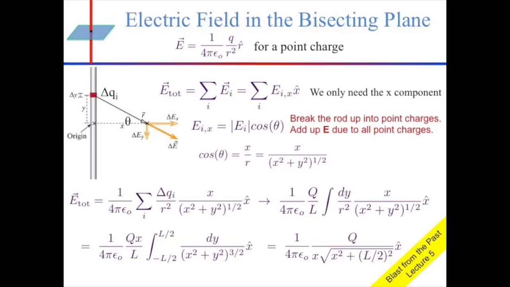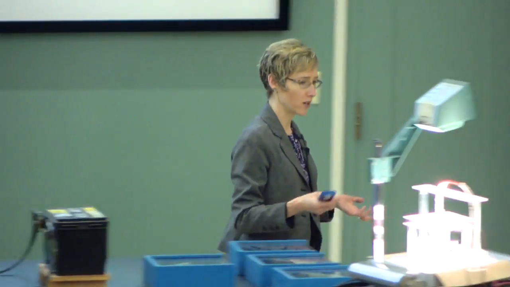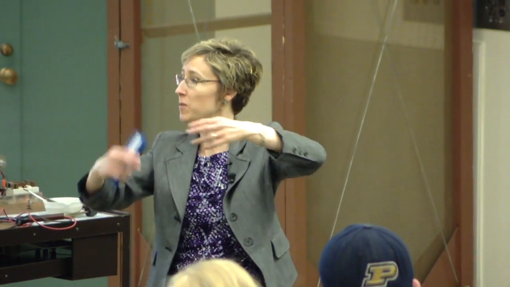If I just had the rod of charge, the way this calculation went was we calculated the electric field in the bisecting plane. The reason we did the bisecting plane is because that was a high symmetry point. It was easier to calculate in the bisecting plane. The method works anywhere in space. It's just that anywhere in space gives you a really yucky looking integral. If you go down to the bisecting plane, it simplifies.